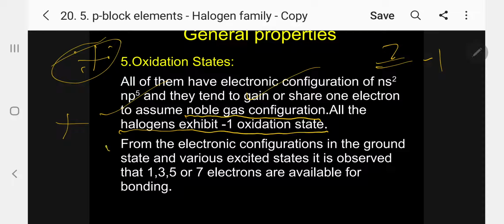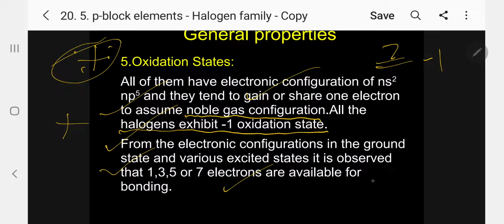From the electronic configurations in the ground state and various excited states, it is observed that 1, 3, 5 or 7 electrons are available for bonding. If you go by the electronic configuration, free electrons are available in the form of 1, 3, 5 or 7 electrons for bonding.